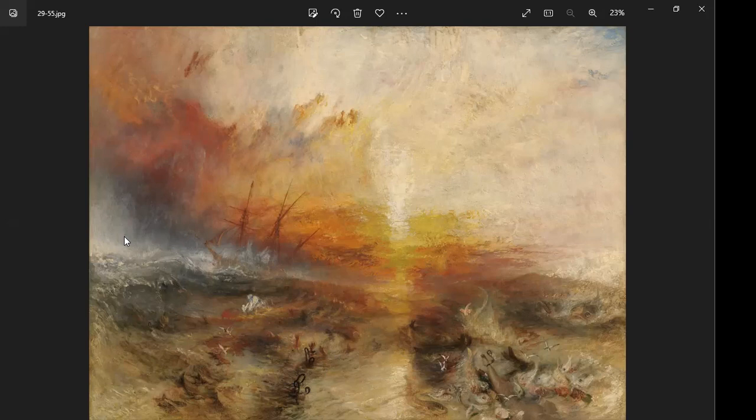But as far as a vanishing point, it's hard to say. It appears that it could have, but there's no obvious hint of any vanishing point. The rhythm is obvious: the waves, the clouds in the sky, the masts of the ship, the drowning slaves.